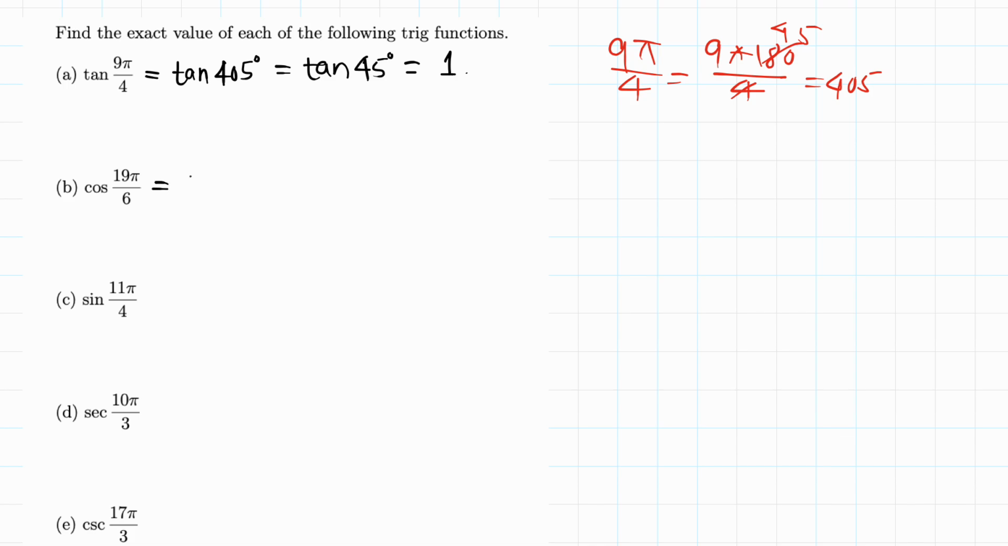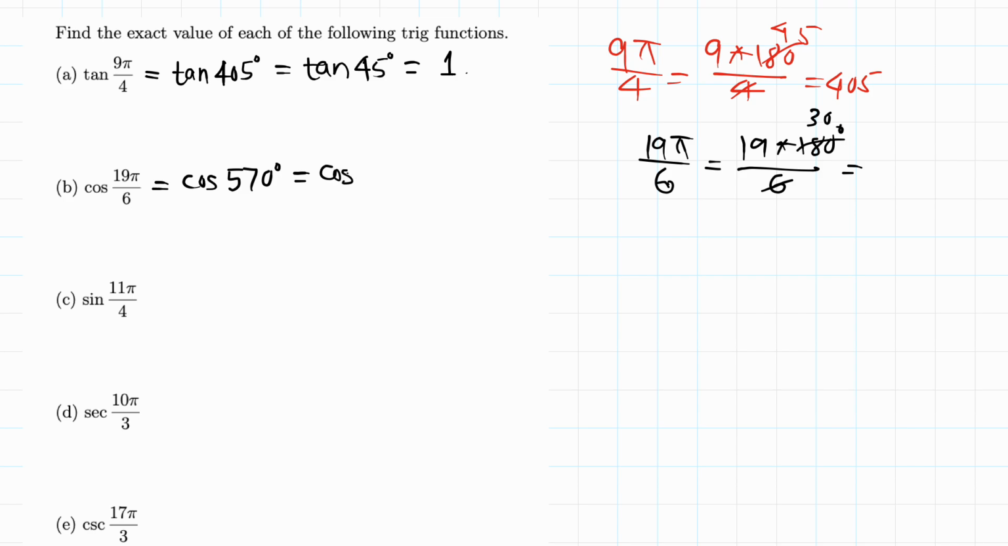Okay, next let's do the same thing. Let's convert this into degrees. 19 pi over 6. 19 times 180 degrees over 6. This goes 30, 570. So this will be 570, bigger than 360. So subtract 360 from this one.